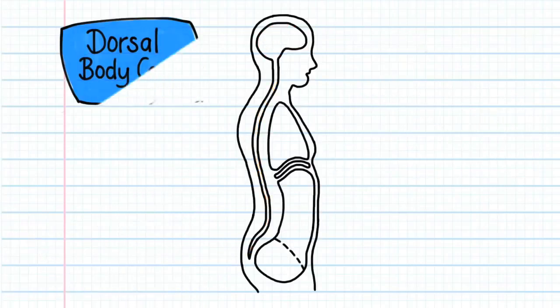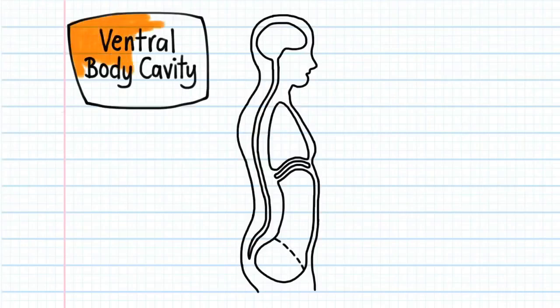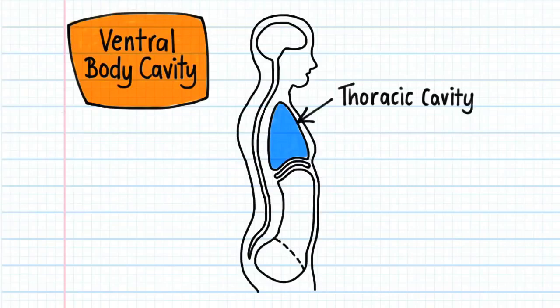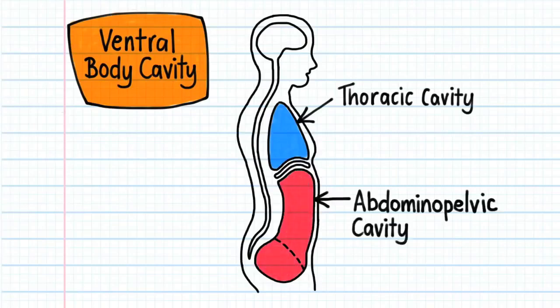Next is the ventral body cavity. It can be subdivided into two parts: the superior thoracic cavity and the inferior abdominopelvic cavity, which is separated by a flat muscular sheet called the diaphragm.